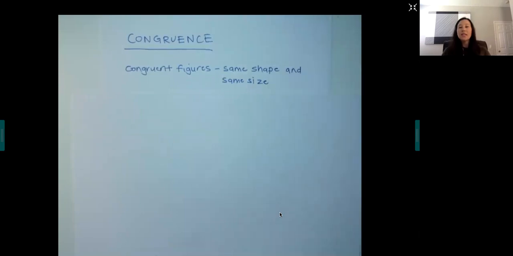So what does it mean if something is congruent? Congruent figures are the same shape and the same size. So it's the exact same figure. It's a carbon copy of it. If it's bigger or smaller, they are not congruent. If one is a circle and one is an oval, they're different shapes, so they are not congruent. So it has to be the exact same shape and the exact same size.